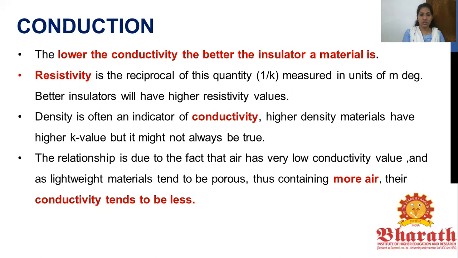So this is basically denoted by 1 by K, measured in units of meter degree. The better insulators usually have high resistivity values. That's what we are talking about. So density is often an indicator of conductivity. Higher density materials have a higher K value, but it may not always be true.